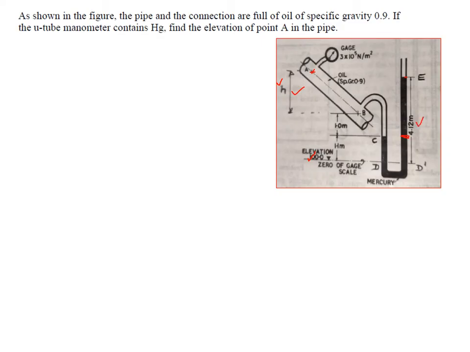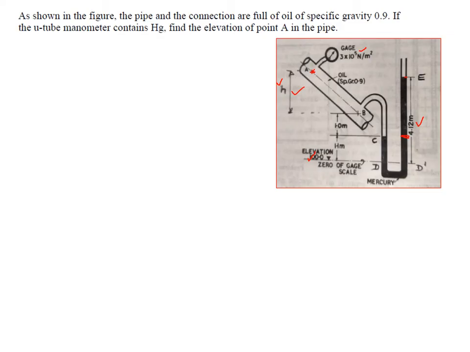Now you come here. Once you know the pressure here, because it is already given as 3 into 10 raised to 5, you can convert that into kilonewton per meter square. Everything is converted into kilonewton per meter square, so you divide by 1000. It will be 300 kilonewton per meter square. As we move downwards, pressure increases: the pressure at A plus what is flowing? Oil is flowing, therefore 0.9 into 9.81 into h.